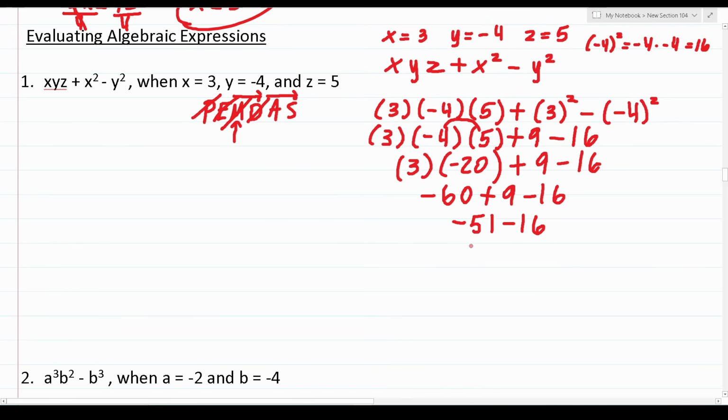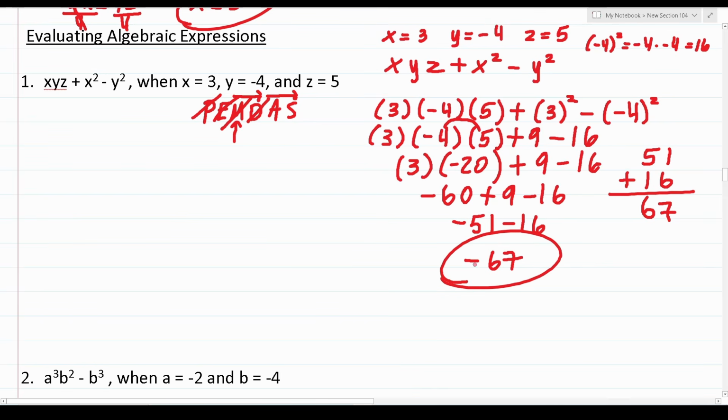And we took care of our addition. The only thing left is -51 minus 16. Well, you can work that off to the side like this, 51 plus 16, but you know your result's going to be negative. So 6 plus 1 is 7, 5 plus 1 is 6. So this is -67. All right, so the answer to this first one is -67.